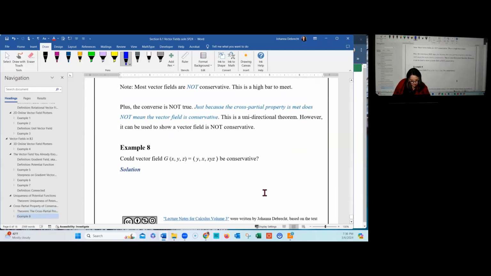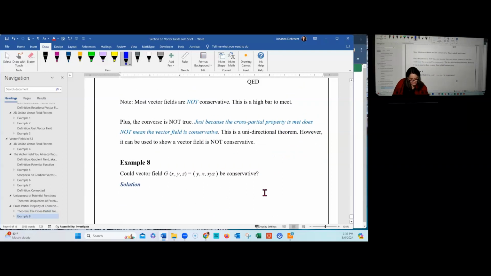Let's now go ahead and take a look at example 8. Again, we cannot prove that the vector field is conservative by showing it has the cross-partial property. That's not a proof. There are vector fields with the property that are not conservative. But if it is conservative, it has to have the property. So if we can show the vector field does not have that property, then we know it is not conservative.